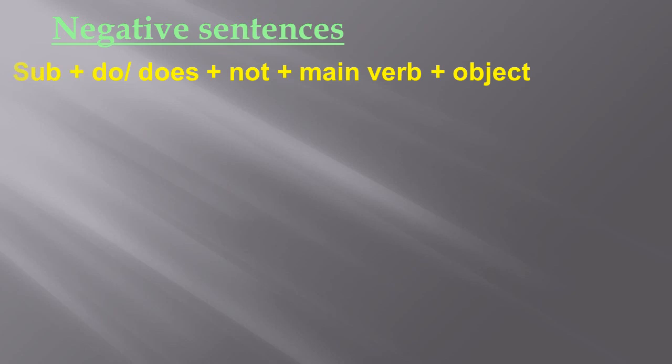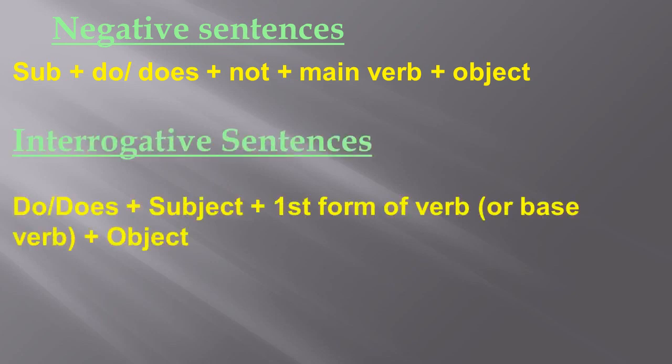Negative sentences. So how will we frame negative sentences? For that, the structure is subject plus do or does plus not plus main verb plus object. For interrogative sentences, the auxiliary or helping verb, that is do or does, will come forward, then subject, then the first form of the verb, or the base form of the verb, plus object.